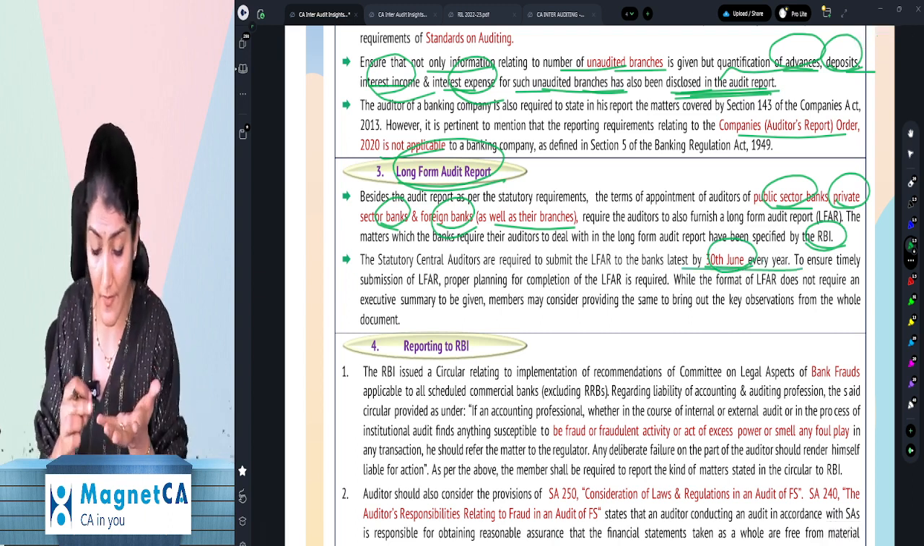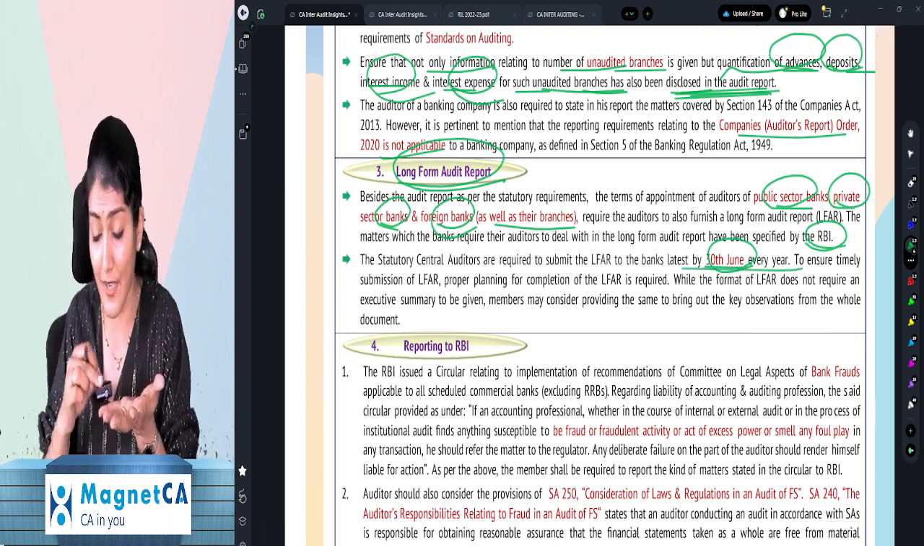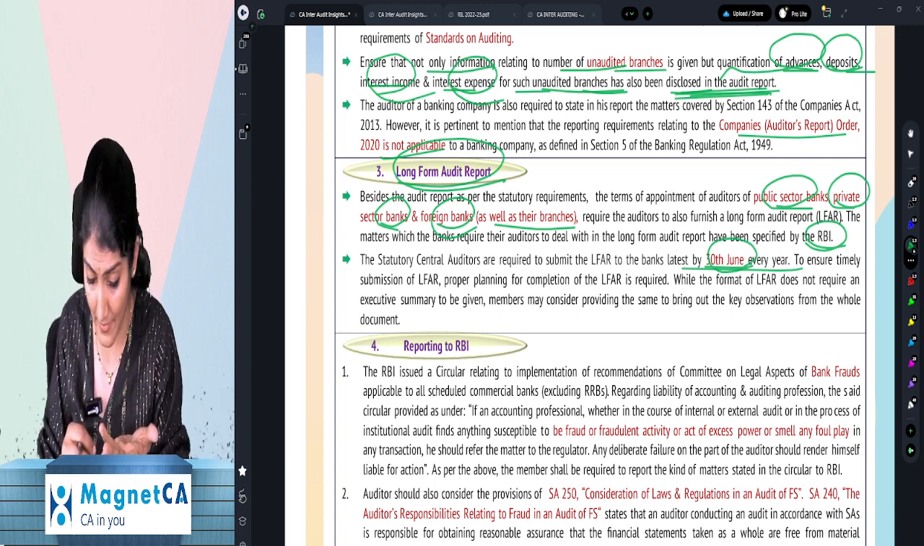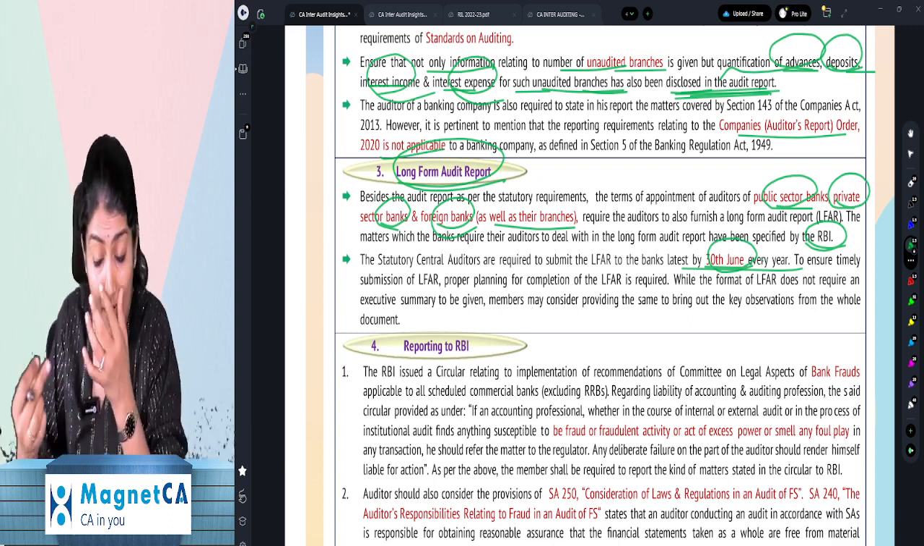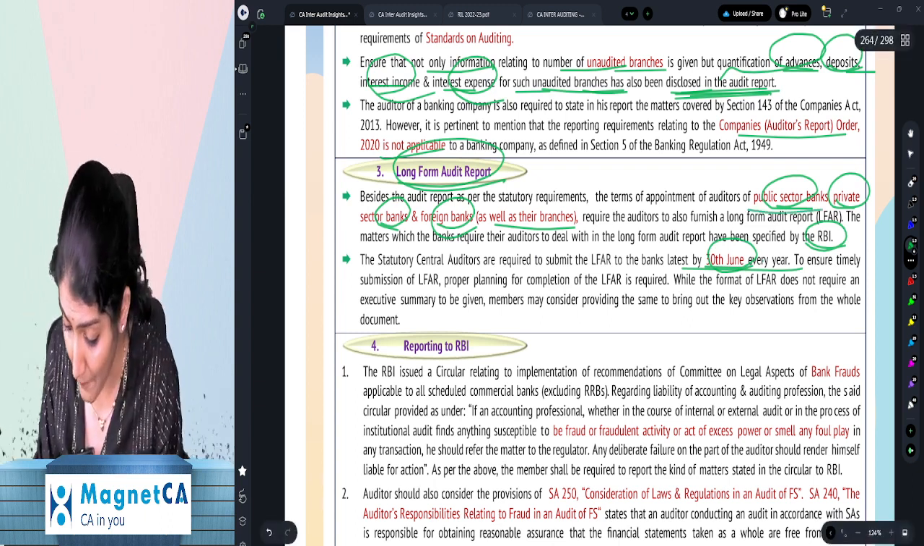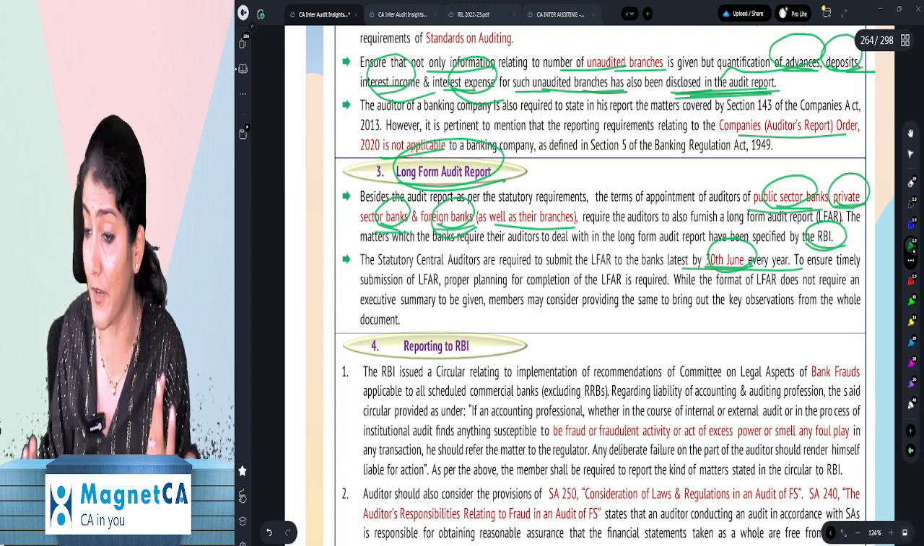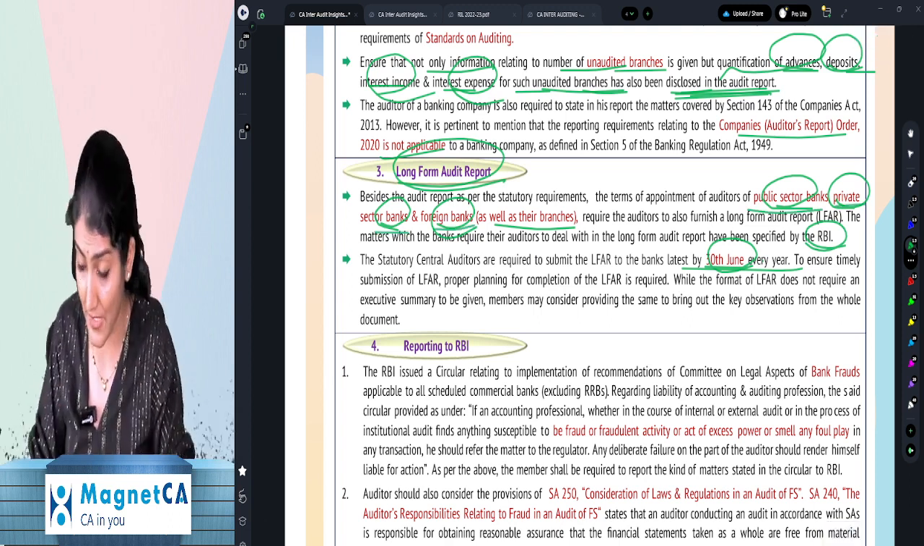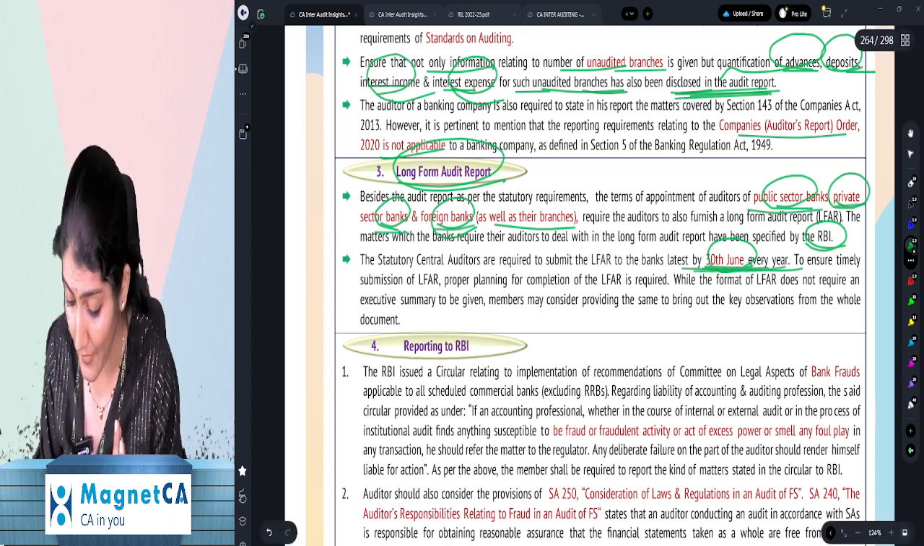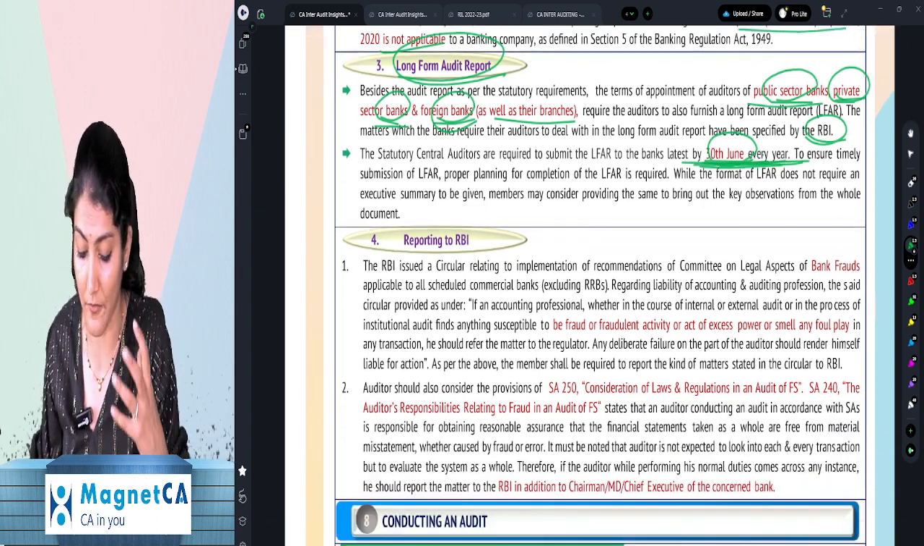Right? So what does it say? Who has given the format of the contents of the LFAR? The RBI. Which auditors of which banking companies need to report on LFAR? Public sector bank, private sector bank, foreign bank, as well as their branches. And what is the due date for reporting on LFAR? By 30th June every year.